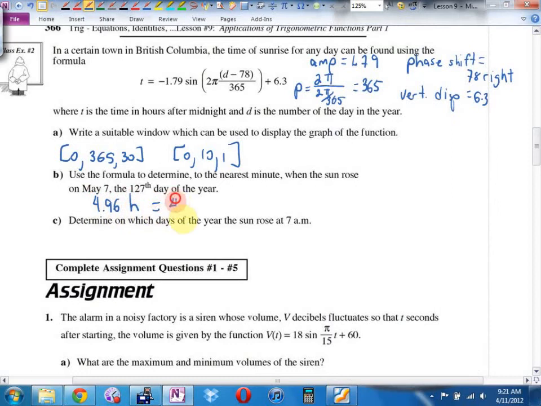So sometime just before 5 a.m. What is 0.96 hours? How many minutes is that? Times that by 60, please. 58. So on May 7th, the sun rose just before 5 a.m. in this particular town at this particular latitude.